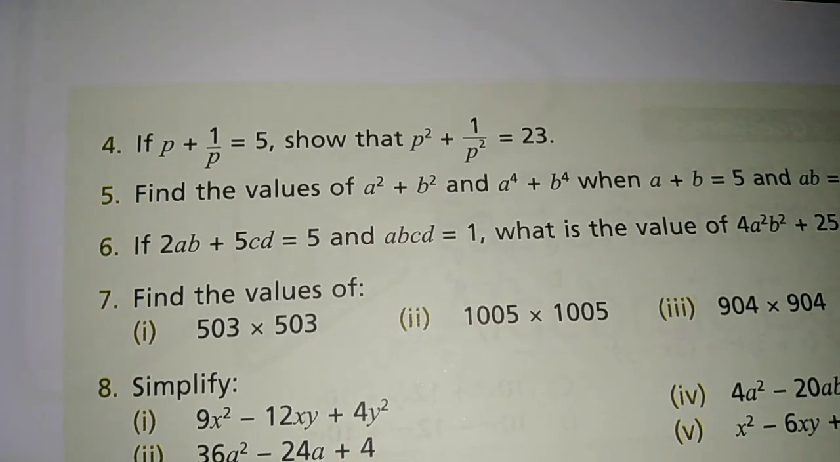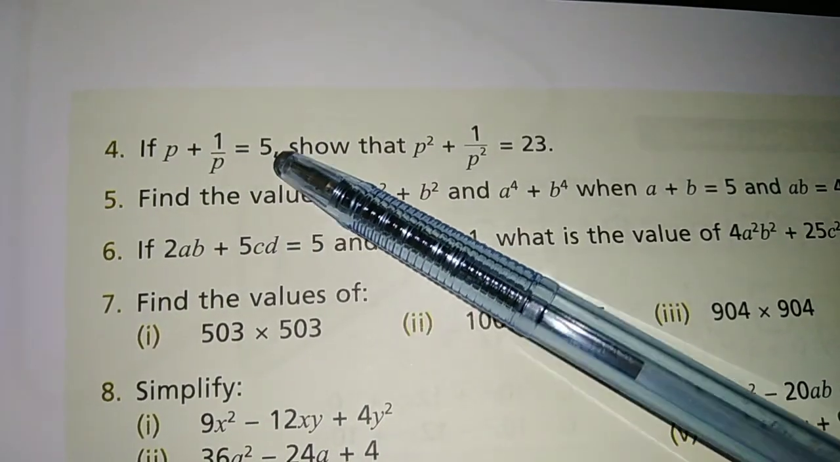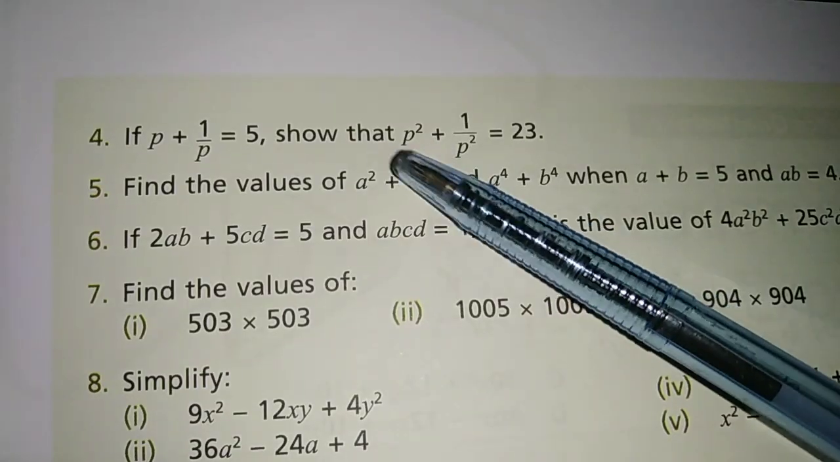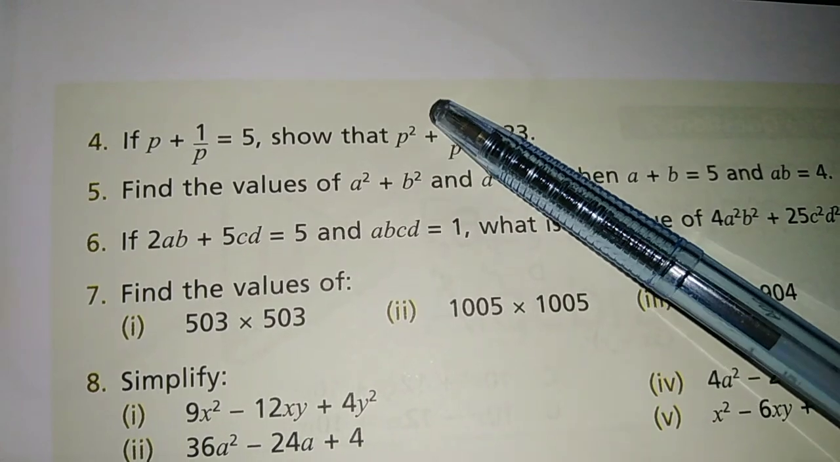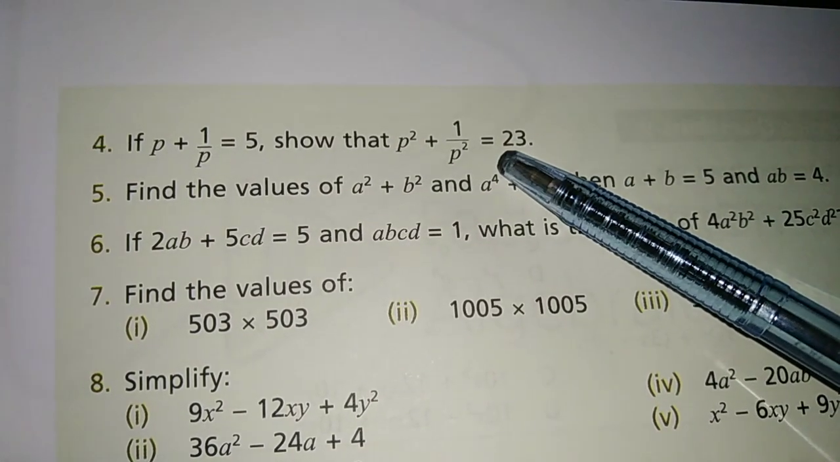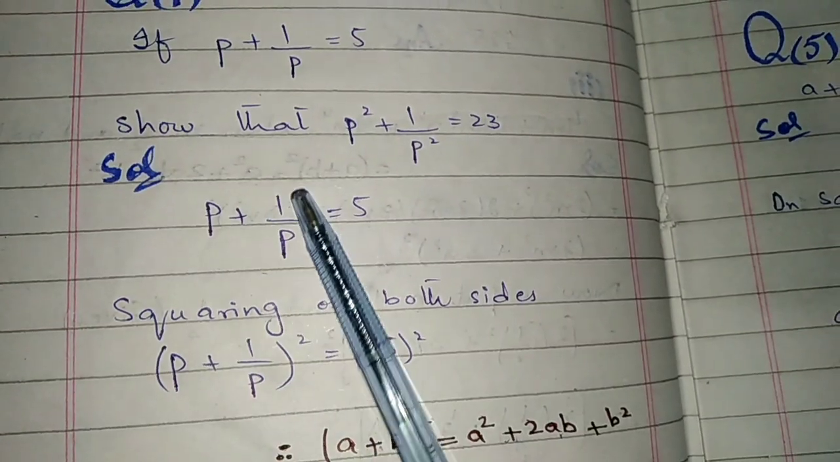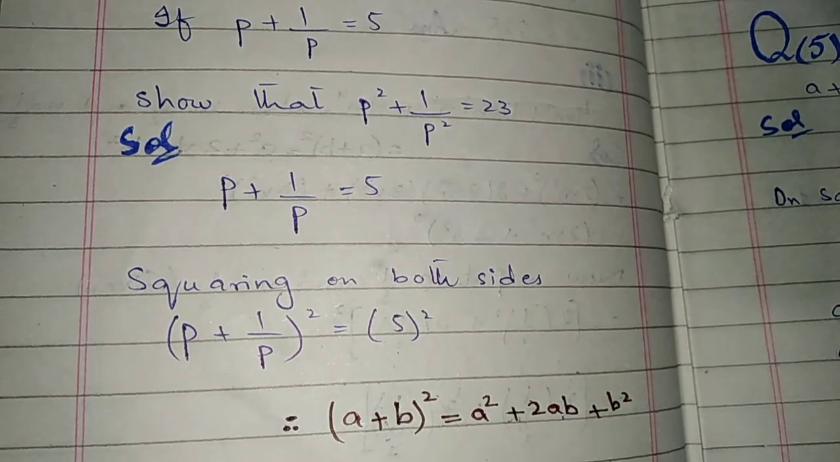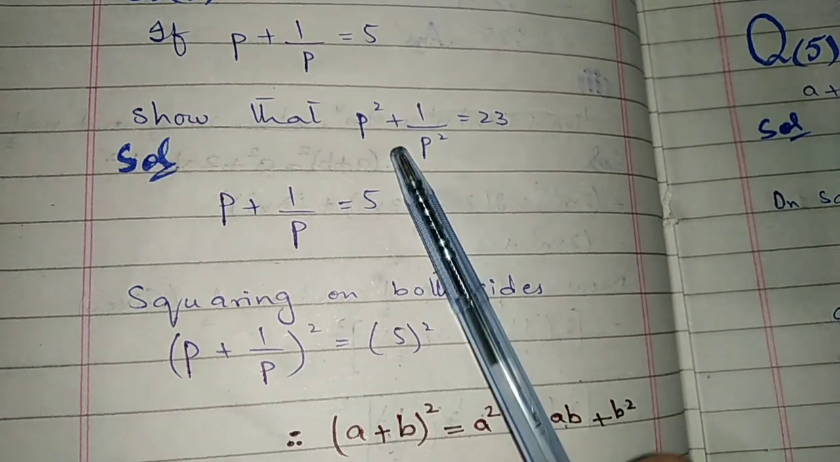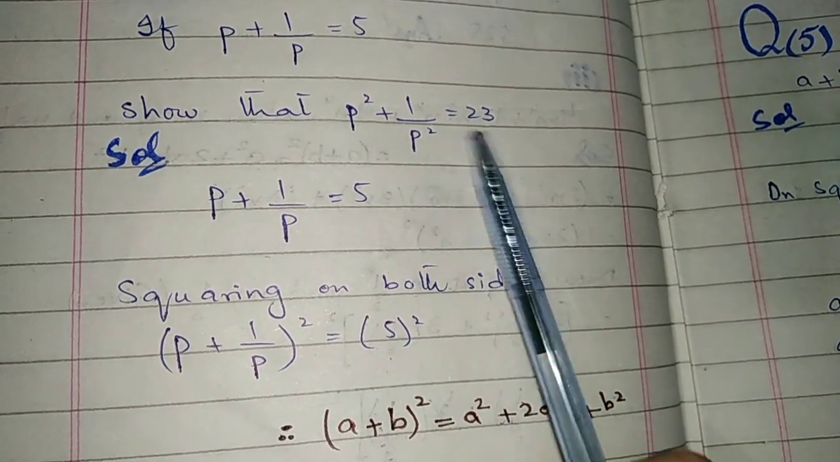Question number 4 is: if p plus 1 over p equals 5, then show that, we have to prove that p square plus 1 over p square equals 23. So p plus 1 over p equals 5. To prove that p square plus 1 over p square is equal to 23, simply we have to take the square of these terms.